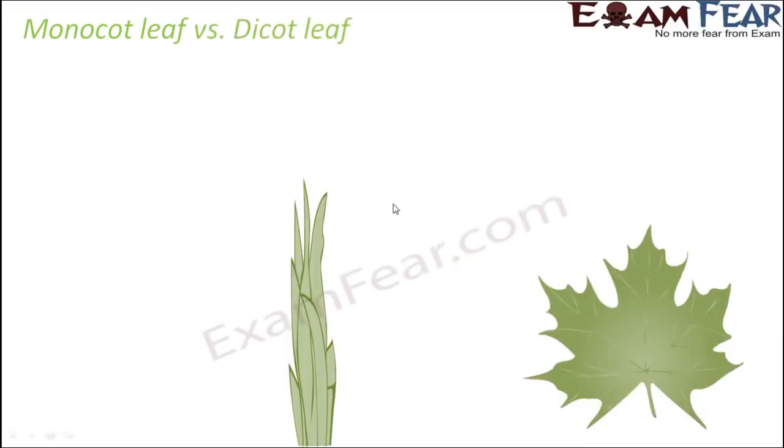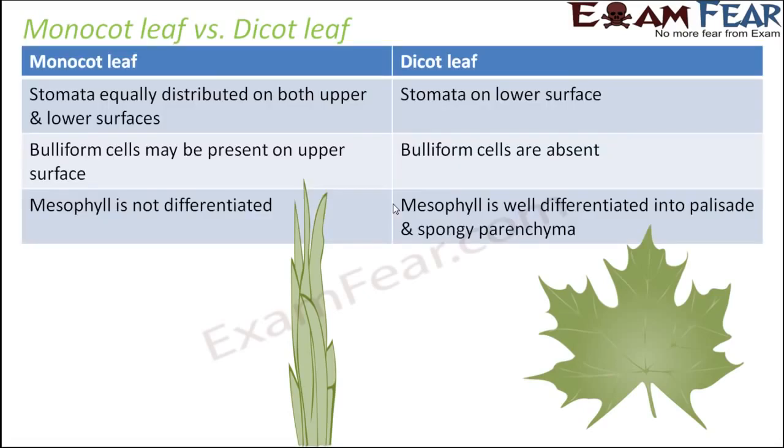Let us have a quick comparison between the monocot leaf and the dicot leaf based on whatever we have studied so far. Talking about the monocot leaf, the stomata are equally distributed on both the upper and the lower surfaces, whereas in a dicot leaf, the stomata are more on the lower surface. So that is one difference.